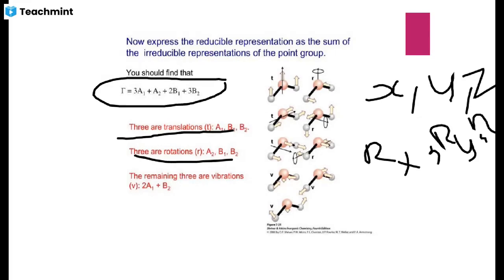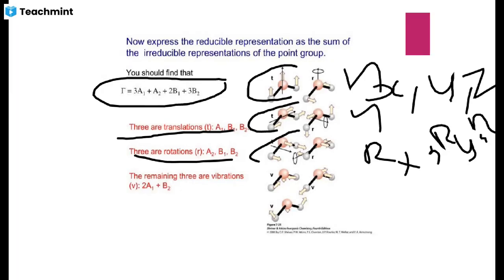You see the translation in the Z axis, translation in the X axis, translation in the Y axis, and rotations Rx, Ry, Rz. You should subtract these to get the vibrational only. Raman and IR are vibrational, so you subtract the rotational and translational from the total irreducible representation to get the vibrational. Simply subtract: 1A1 subtracted leaves 2A1, A2 gives 0, 2B1 minus translation 1B1 and rotation 1B1 is cancelled, 3B2 minus 1B2 and 1B2 leaves 1B2. So 2A1 plus B2 is vibrational.